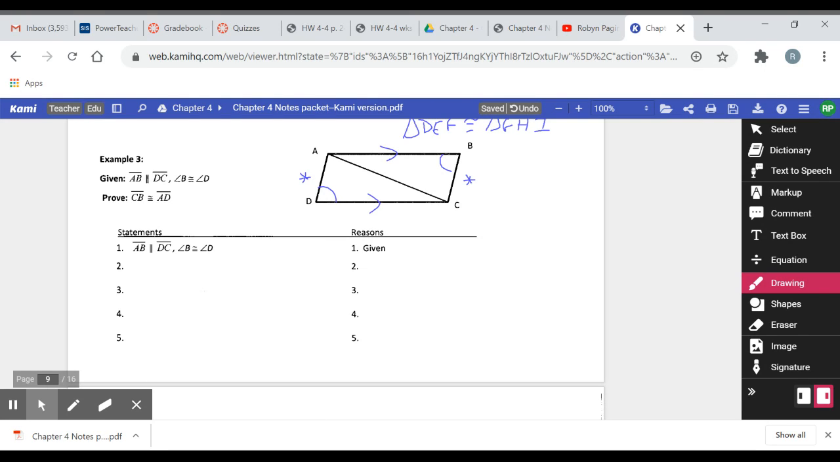The other proofs we've done in section 4.2 and 4.3 have had us proving the 2 triangles congruent by side, side, side, side, angle, side, angle, side, angle, or angle, angle, side.